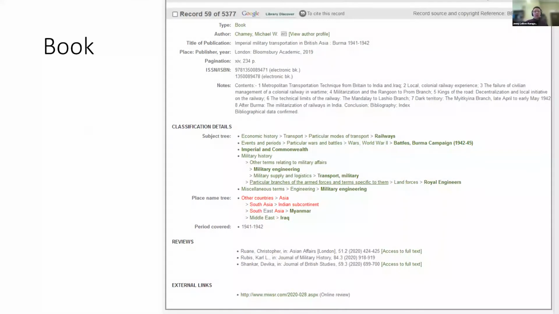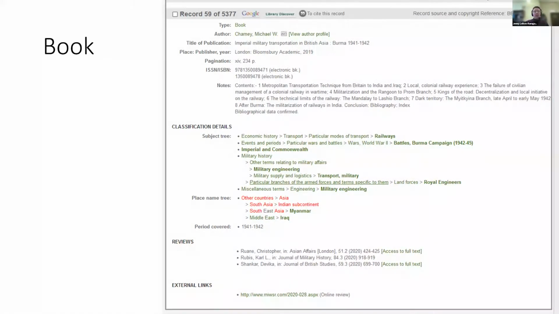So once you've found a record, this is an example of what a record looks like, and this one is particularly for a book. At the top of the screen, you'll have all the bibliographical information. That will be the authors or the creators of that work, and the title and publishing information, which will help you when you're either referencing or trying to access the material in your own library or elsewhere.